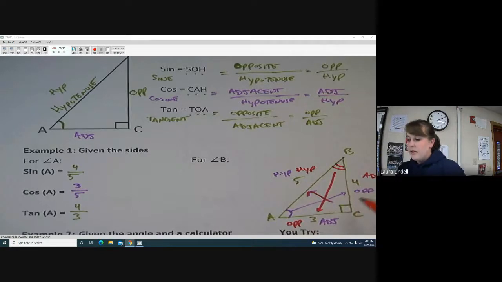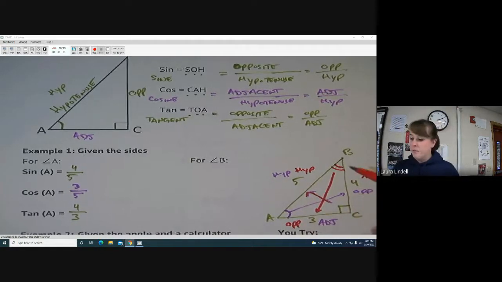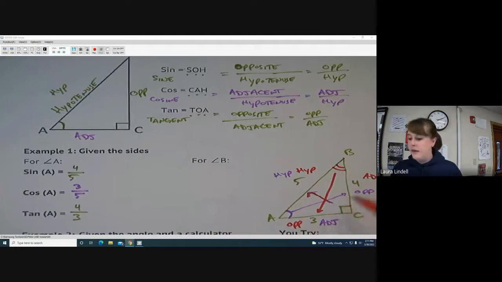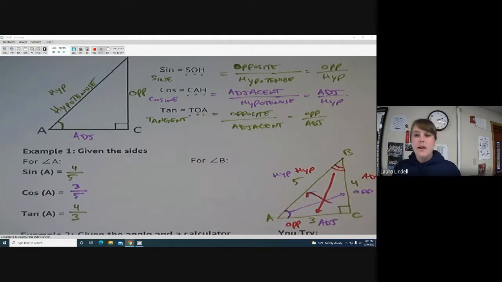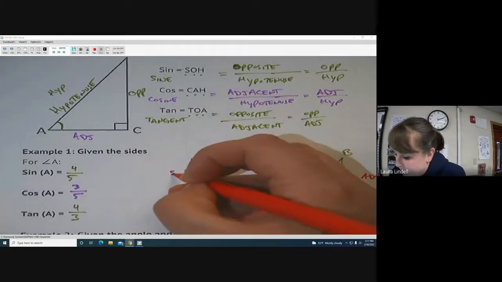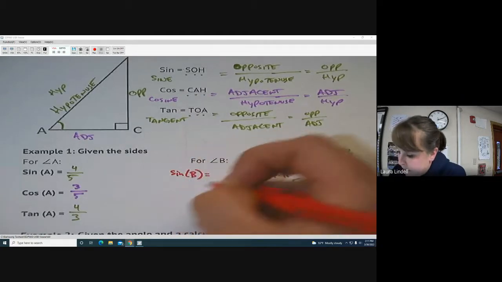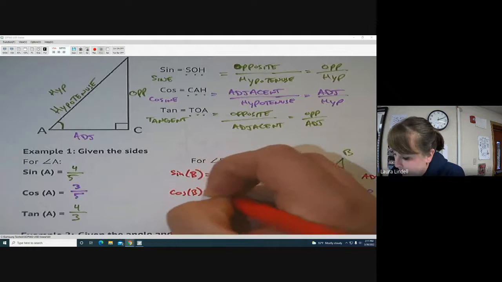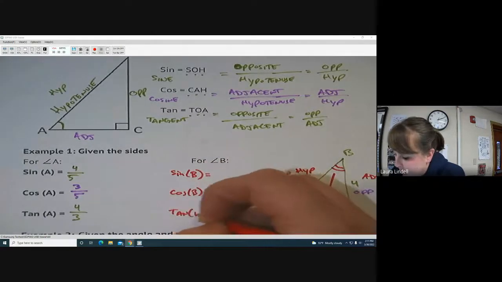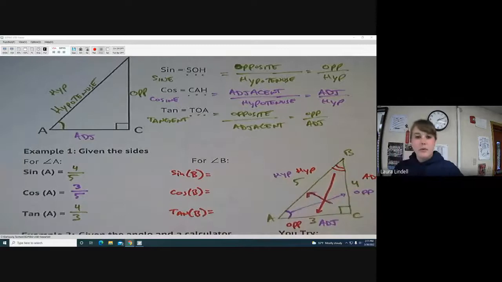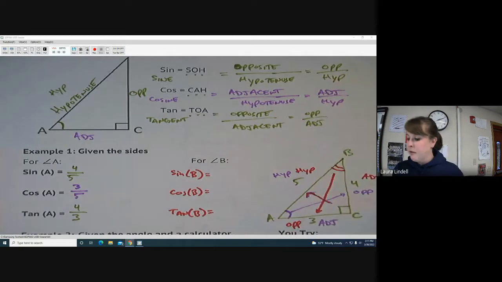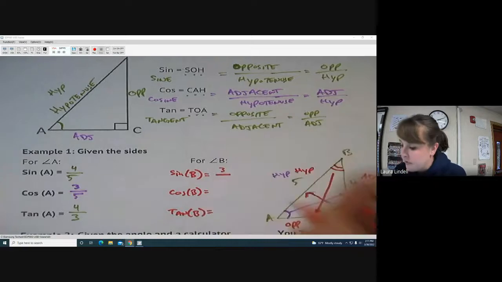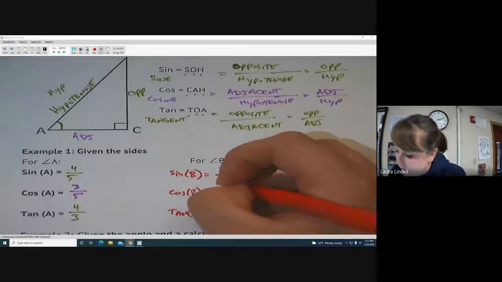So we might notice that the only thing that changes, if you're going for the perspective of the other angle, is that the opposite and the adjacent trade places. Other than that, it's all the same. So we're going to go and find sine of angle B, cosine of angle B, and tangent of angle B. So now we're looking from the perspective of angle B, but we still want the same thing, opposite over hypotenuse for angle B. Well, angle B's opposite is 3, so 3 would go on top. The hypotenuse is still 5, so 5 goes on the bottom.